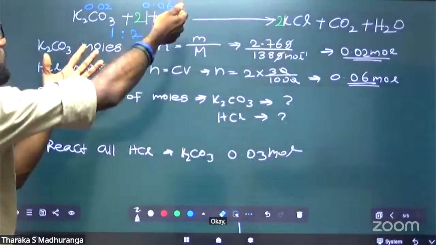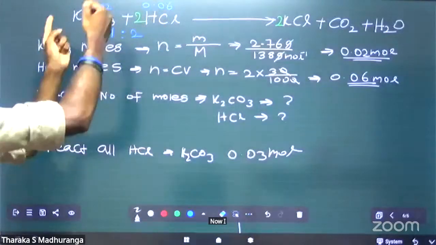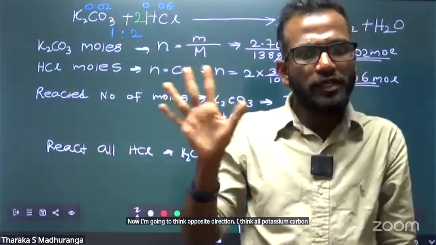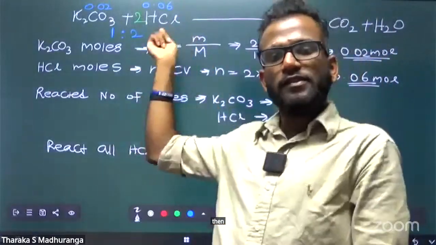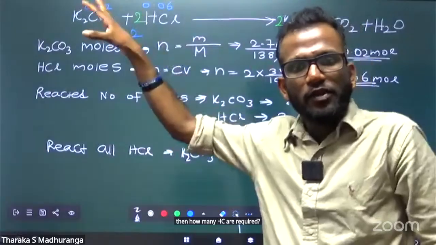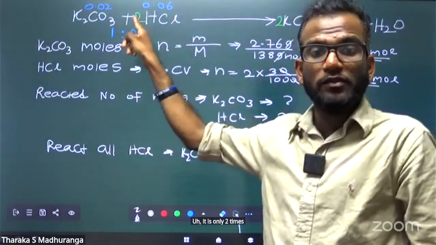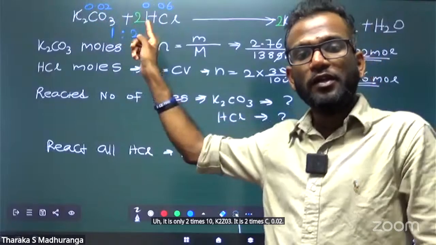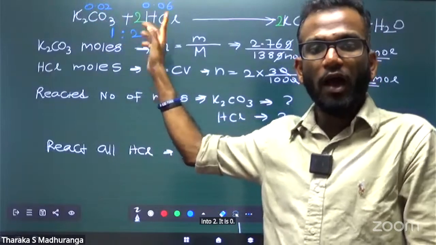Okay, now I'm going to think in the opposite direction. I think all the potassium carbonate, K2CO3, reacted. Then how much HCl is required? It is only 2 times that of K2CO3. See, 0.02 into 2, it is 0.04. It is available.